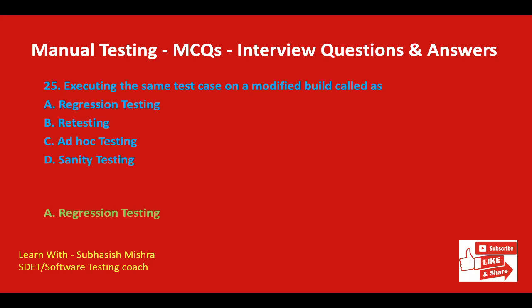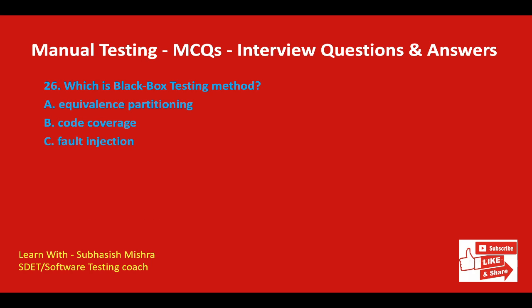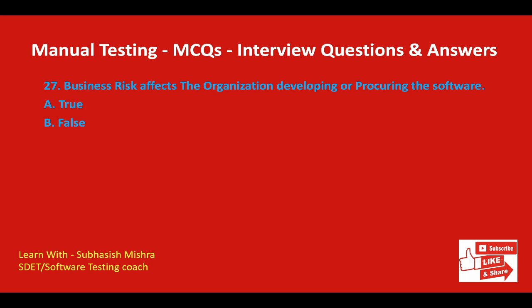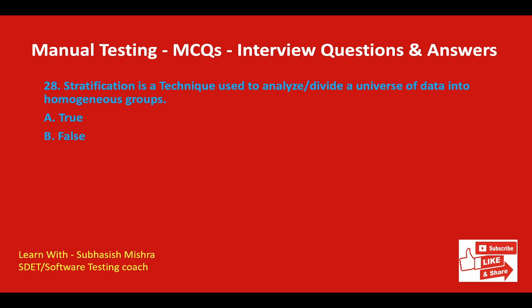Okay, let's move to the next, which is black box testing method. Equivalent partitioning, code coverage, fault injection. So equivalent partitioning is the black box testing method. Okay, let's move to the next. Business risk affects the organization developing or procuring the software. This is a true statement. Answer is true. Let's move to the next.